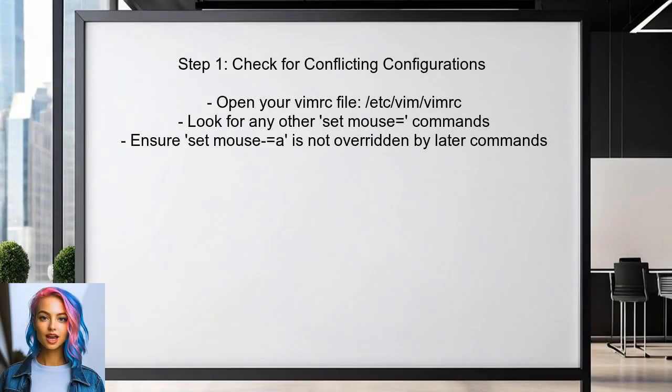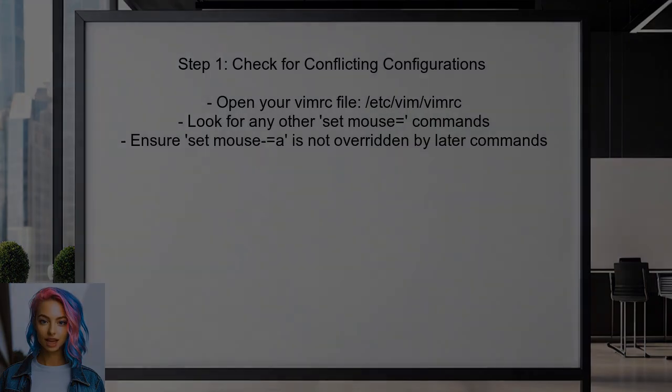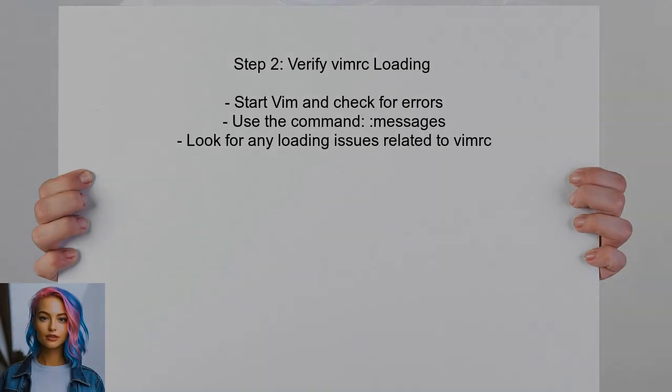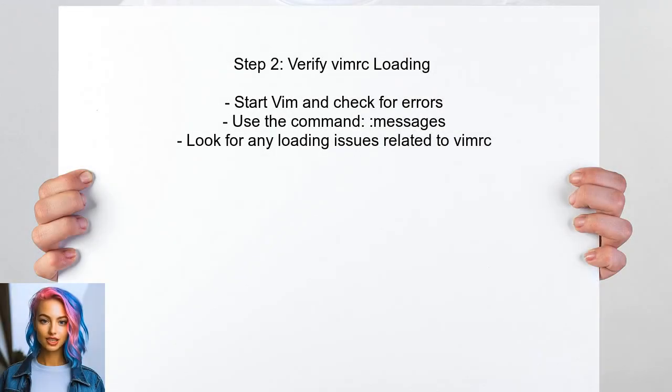First, the user should check if there are any other configurations in the vimrc file that might be overriding the mouse settings. This can happen if there are conflicting commands later in the file. Next, the user should ensure that the vimrc file is being loaded correctly. They can do this by checking if there are any errors when starting Vim.